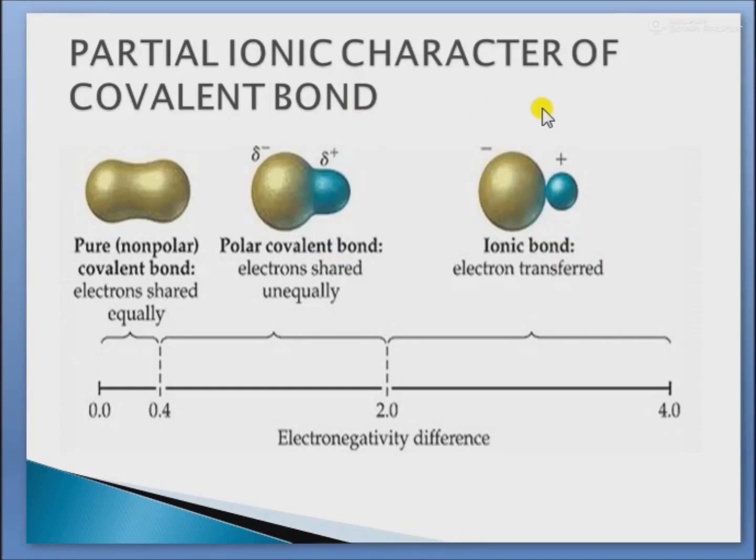Partial ionic character of covalent bond. Like partial covalent character of ionic bond. Here, when the electronegativity difference is less than 2.0, then it forms pure covalent bond or polar covalent bond. And if the electronegativity difference is greater than 2.0, then it forms ionic bonds.